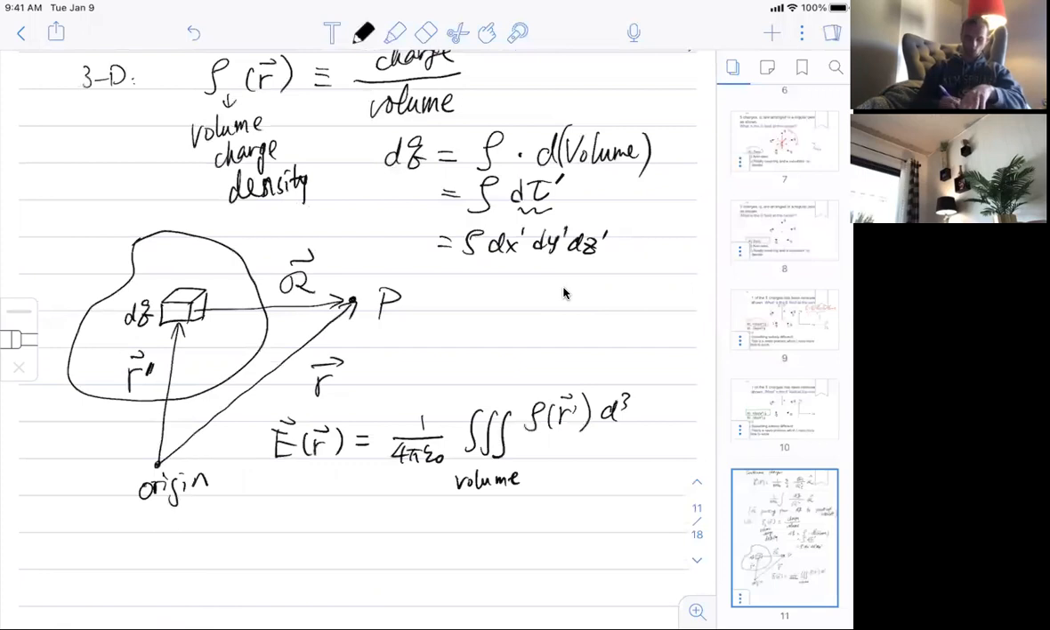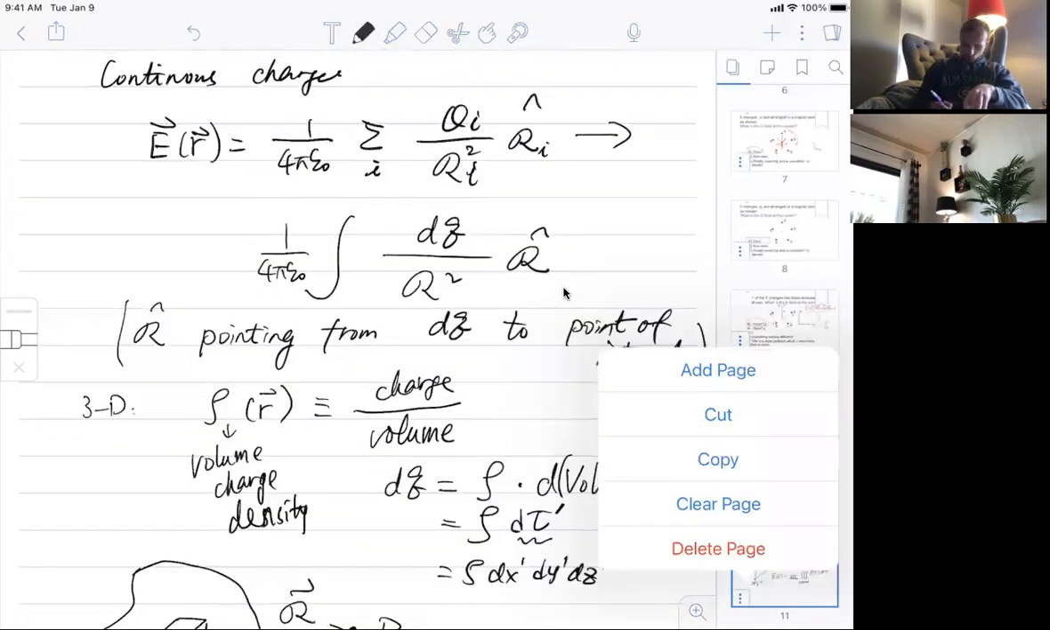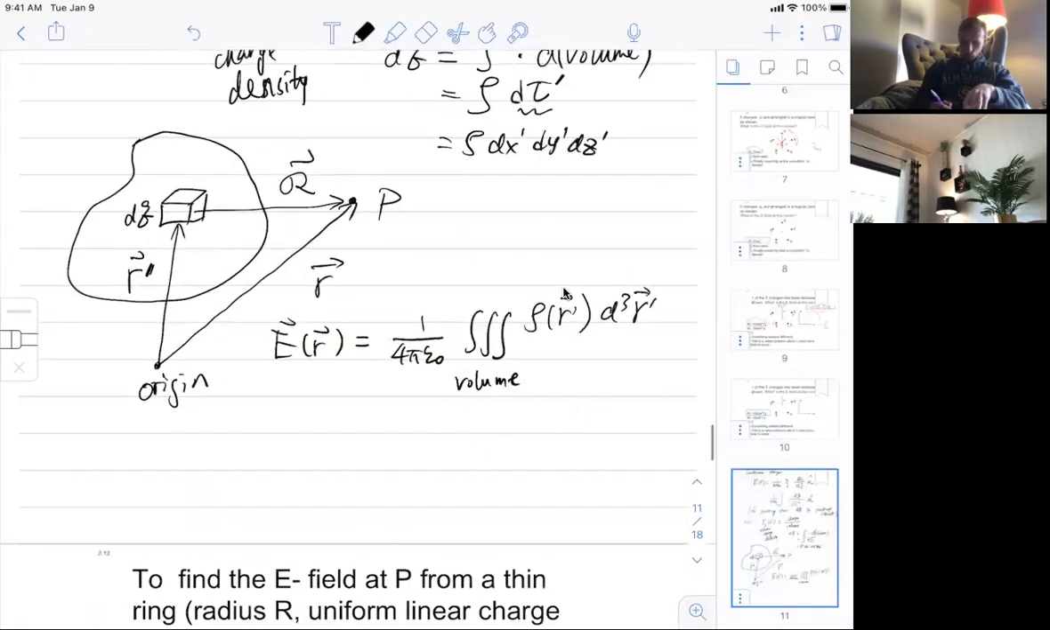Sometimes we write dr cubed to show the volume. It's the same thing as writing d tau. If you see this kind of notation, you should know what I mean by it. This is just d tau, volume, over r squared, and it's in the direction of r hat.